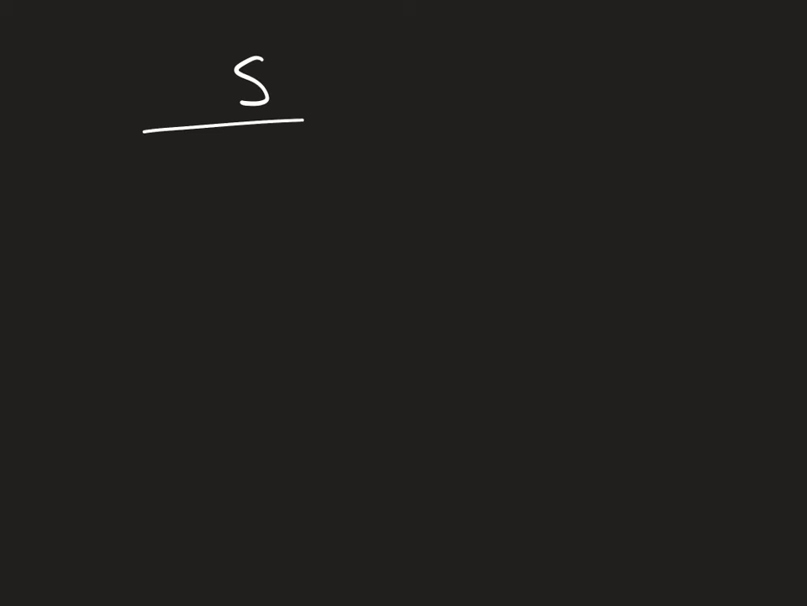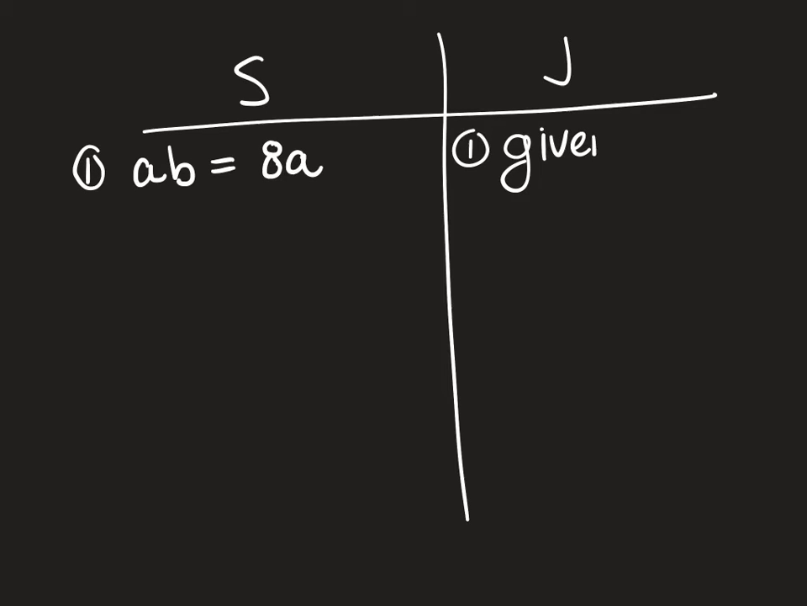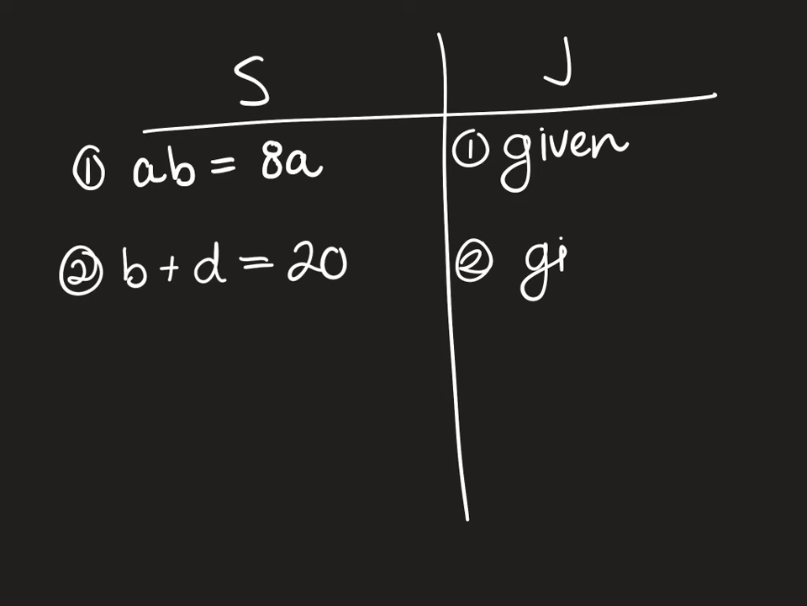So for that one, we have AB equals 8A. And we have B plus D equals 20. So let's look at the first part. Oh, and we're trying to prove that D is equal to 12. So we're trying to solve our equation for D.